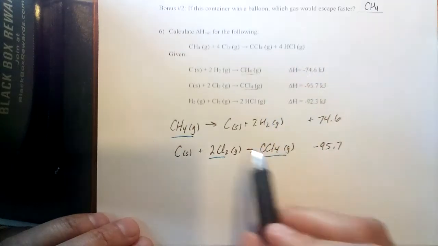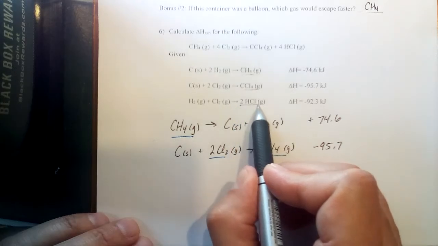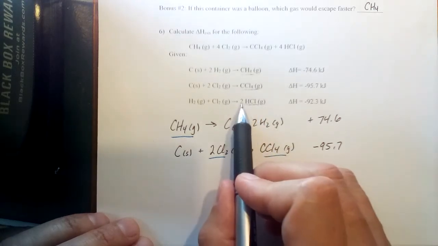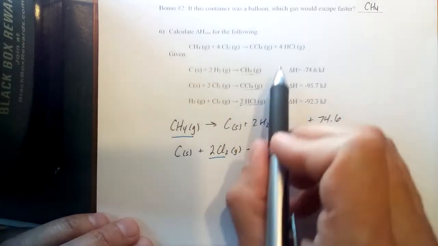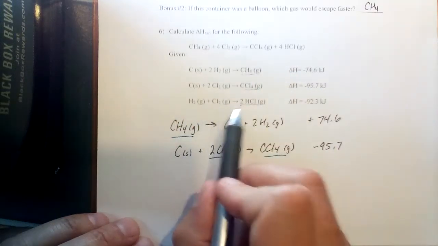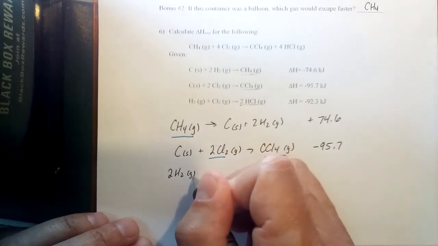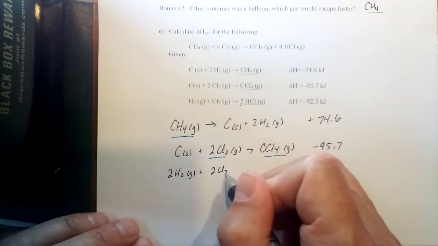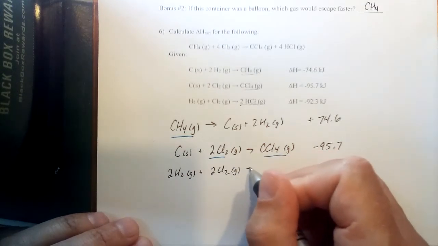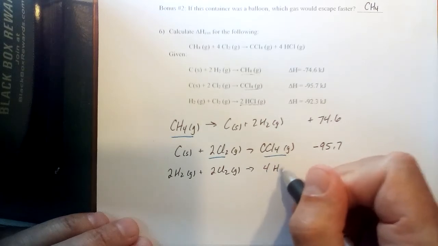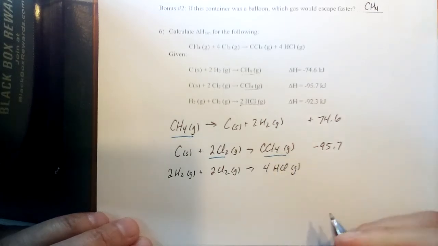Okay, and that would leave the other product that I want, which is HCl, and I want 4 moles of that. So here it is in the table, but it's not the right quantity. It's 2 moles here in this reaction. I want 4 moles. So what I'm going to do is double all the amounts here, and that would be 2 moles of H2 gas reacting with 2 moles of chlorine gas to make 4 moles of HCl, or hydrogen chloride gas.